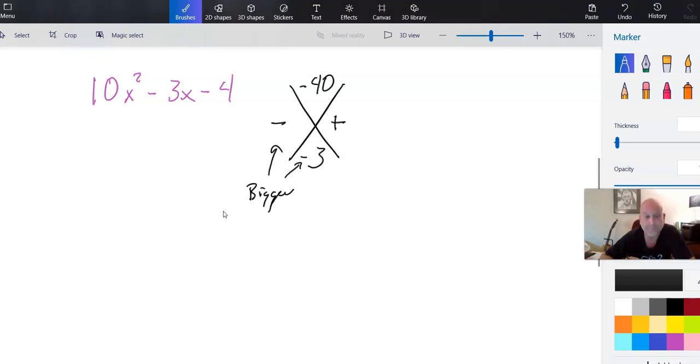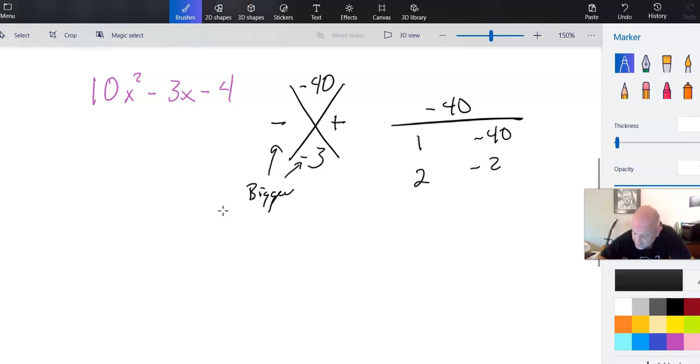Okay, now, so let's go ahead and take a look at factors of negative 40. Now, you might spot it right away, but I'm still going to go through this systematically. So I know the bigger one's negative, so it'd be 1 and negative 40. Well, that's not going to add up to negative 3. 2, negative 20, nope. 3 doesn't go in.